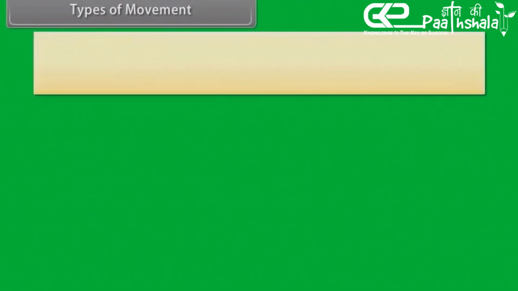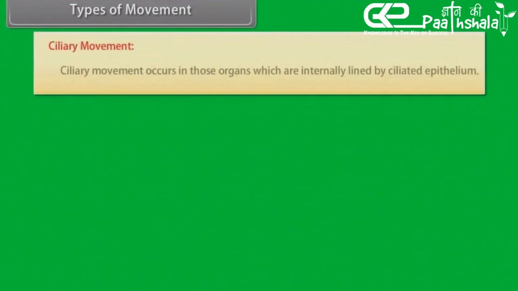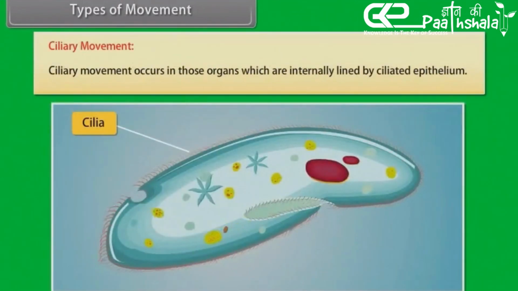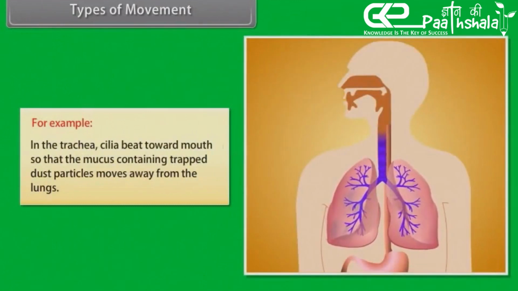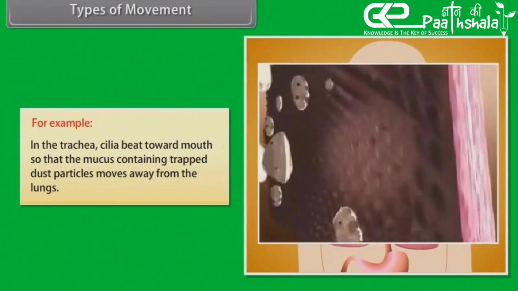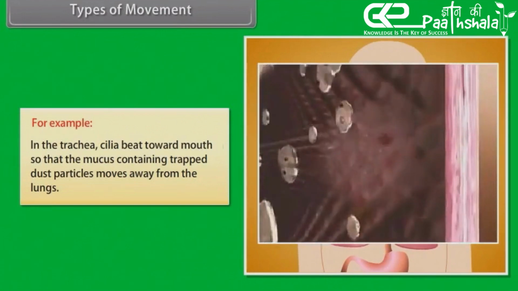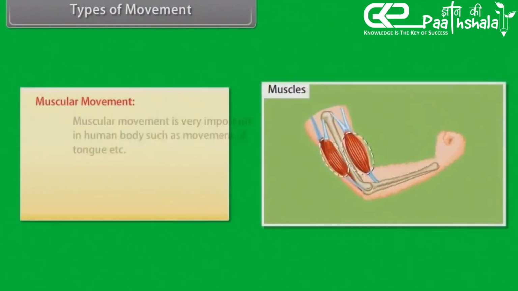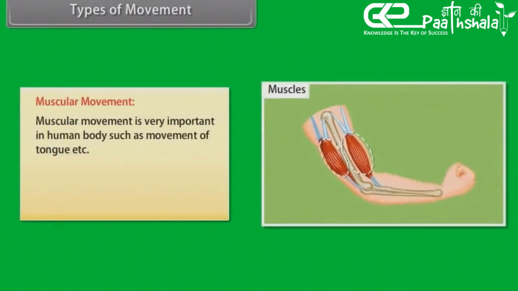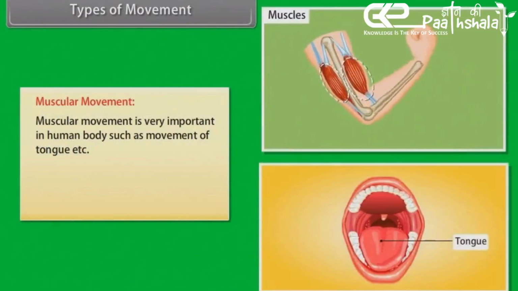cell. Ciliary movement. Ciliary movement occurs in those organs which are internally lined by ciliated epithelium. For example, in the trachea, cilia beat towards the mouth so that the mucus containing trapped dust particles moves away from the lungs. Muscular movement. Muscular movement is very important in human body, such as movement of tongue, etc.